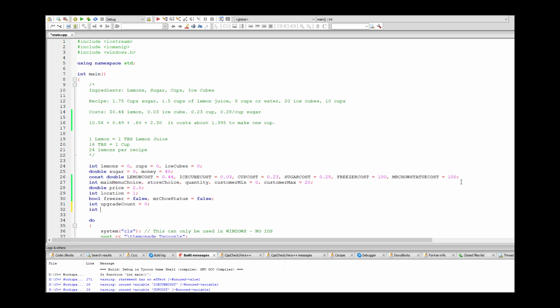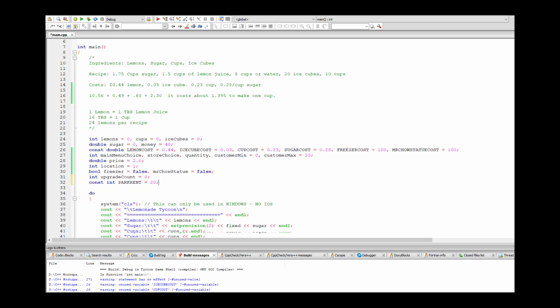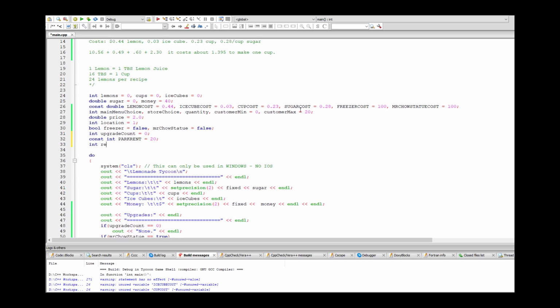So we're going to say constant int park rent is equal to, let's say it costs you 20 bucks. So you need a 1-day license for 20 bucks to set up at the park. Okay, and we're going to say int rent is equal to 0. So currently your starting rent, let me just throw that up here so we don't have like millions of lines of variable declarations. Your starting rent is going to be 0.